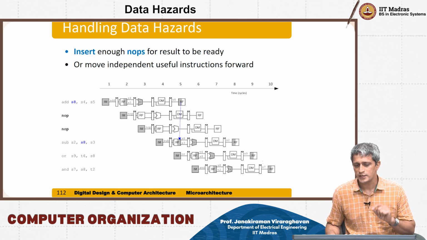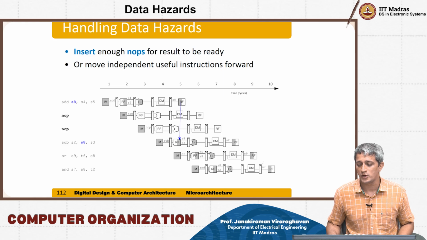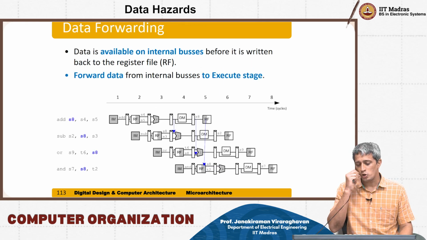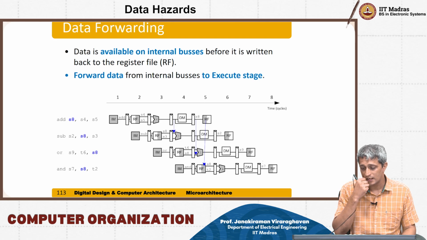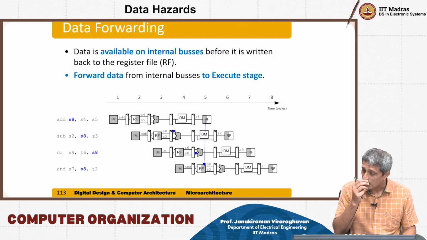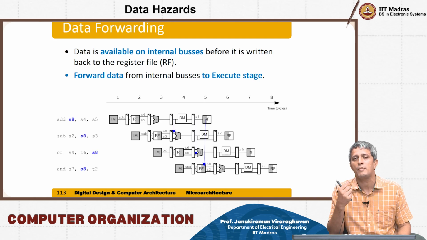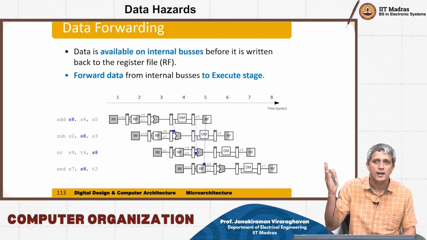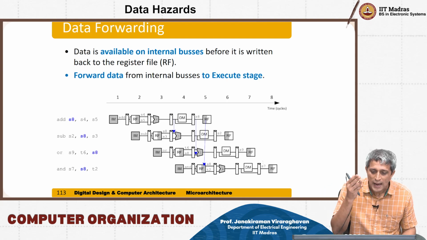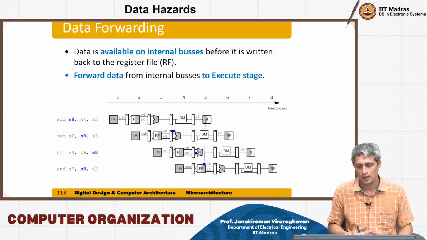Of course this is very inefficient because you are wasting 2 clock cycles doing nothing. The other option is to move independent useful instructions forward. So what do you mean by forward? It turns out that data is available on the internal buses before it is actually written back into the register file. There is no need for us to wait till clock cycle 5 until the data can be written back into the register file.